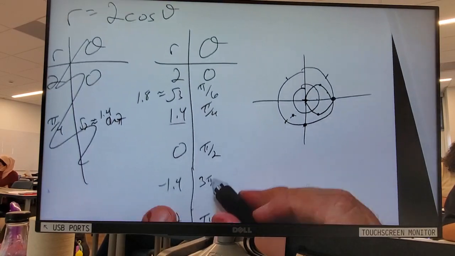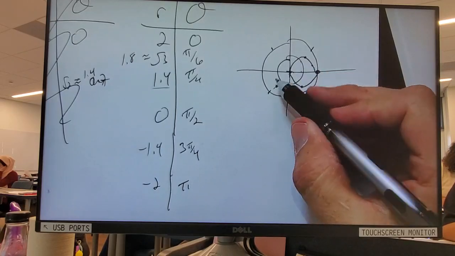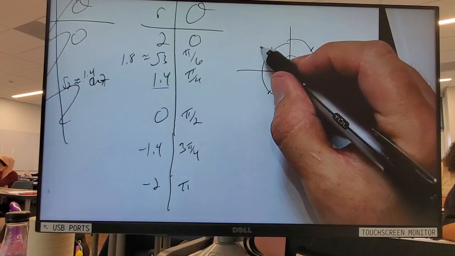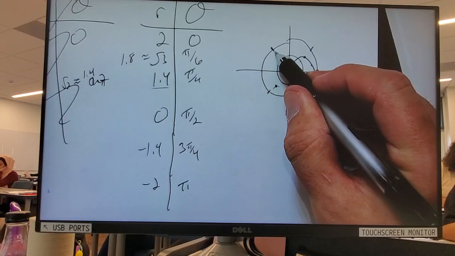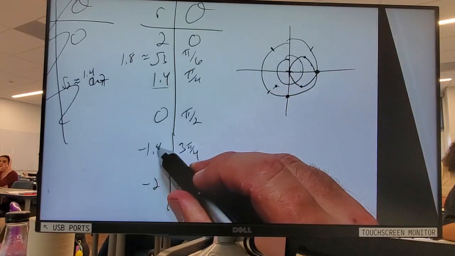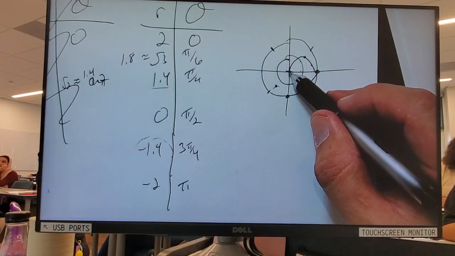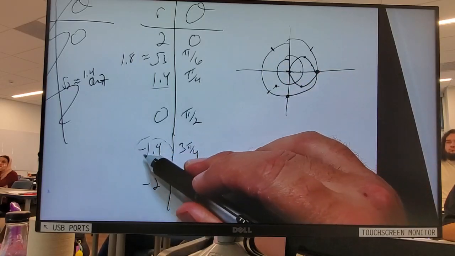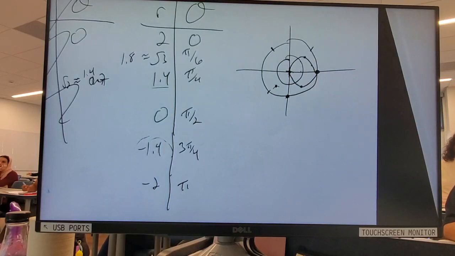So when I got to here, and I do apologize, please call me out whenever I make a mistake. If I face 3 pi over 4, yes, so I'm going to face 3 pi over 4, yes? Which way, how much am I moving? As I look at that, I'm going to move back 1.4. Okay.